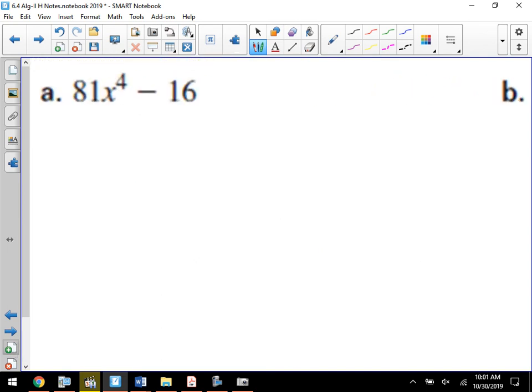Let's try this one, and then we'll go to the other one. We're running out of time. 81x to the 4th minus 16.